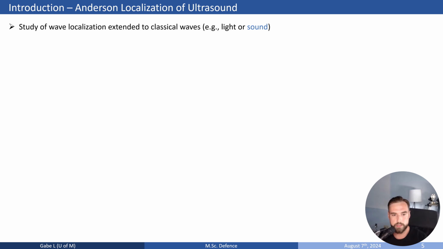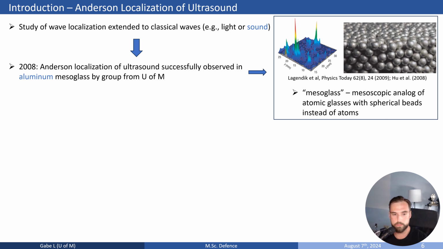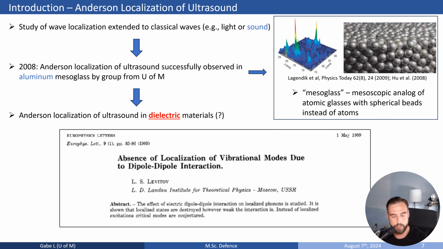So then, by the 1980s, the study of wave localization was extended to classical waves in light or sound. In 2008, Anderson localization of ultrasound was successfully observed in an aluminum mesoglass by researchers from U of M, where they showed ultrasound can be localized in mesoglasses, which is again just a mesoscopic analog of atoms using spherical beads instead of atoms. And so now the question is, can we see Anderson localization in dielectric material?